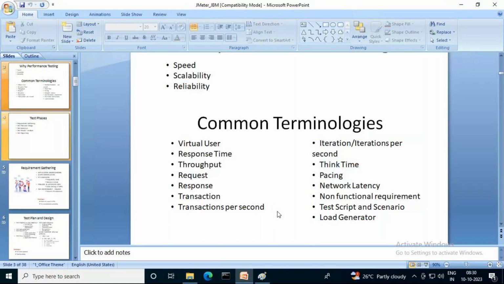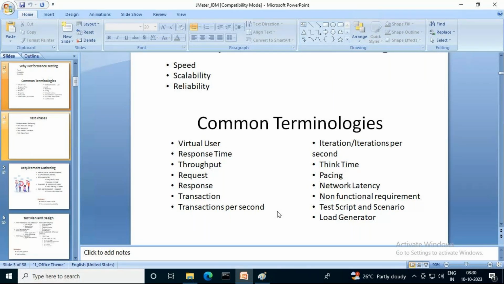The time gap which you have between the different transactions, remember this, the time gap between different transactions. Remember guys, this is an interview question. People ask in the interview, what is the difference between think time and pacing? You have to clearly make them understand.